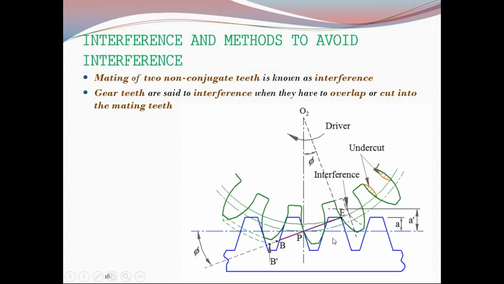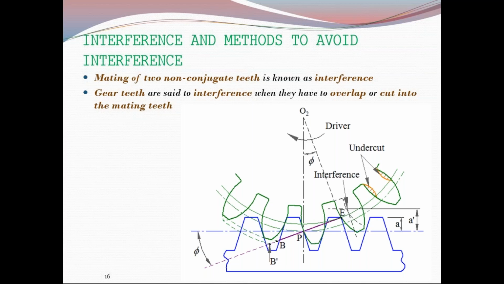In order to satisfy the fundamental law of gearing, it is necessary to undercut the pinion teeth. So as shown here, undercut. Undercut is nothing but removing some material. This weakens the teeth and removes a part of the involute profile, which shortens the path of contact also.